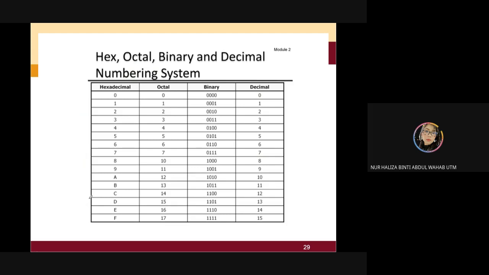This one is just conversion and also representation of numbering, similar.